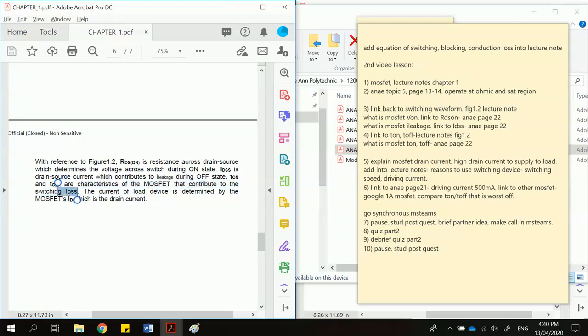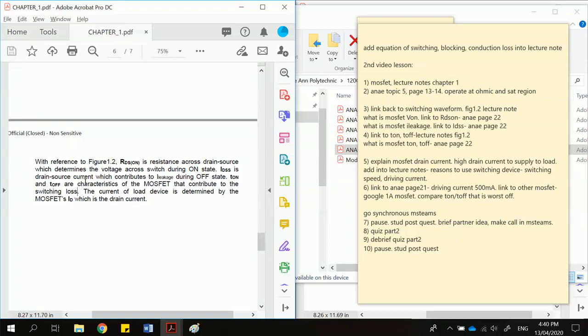Okay, students, on these power switching devices, this particular chapter, we are focusing on the switching loss. We talk about blocking loss, switching loss, and conduction loss. For switching loss, the T on and the T off will actually affect it. The greater the T on and the T off, which means the component is taking a longer time to turn on and turn off, it will increase the switching loss. So that's how it works.